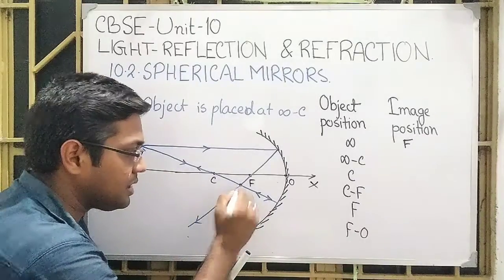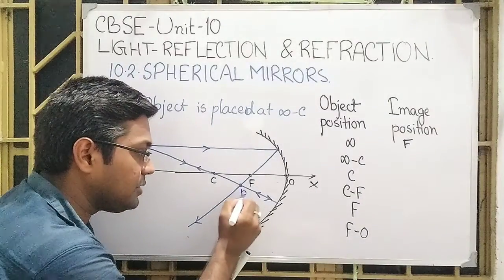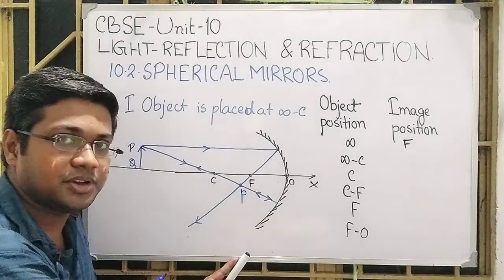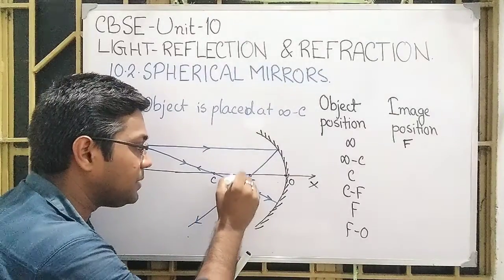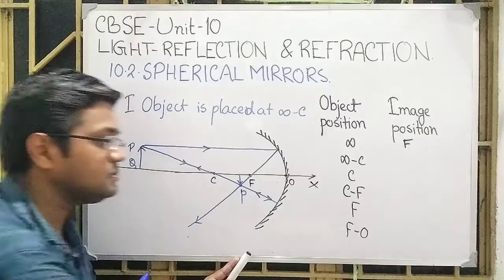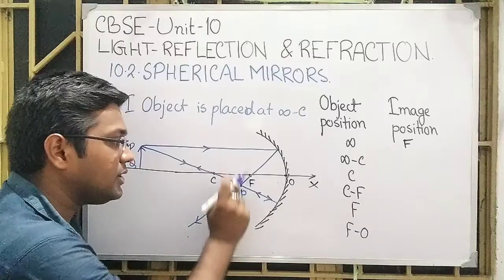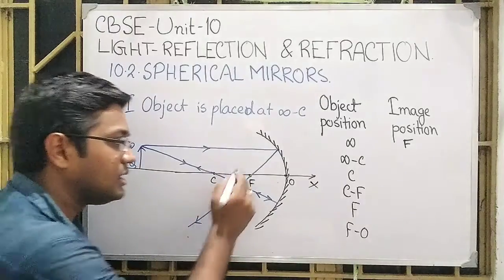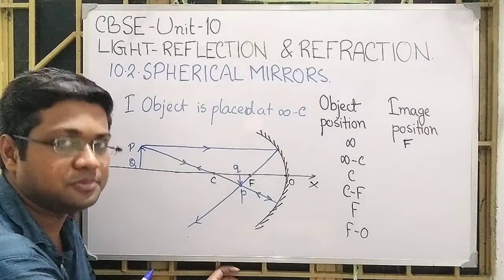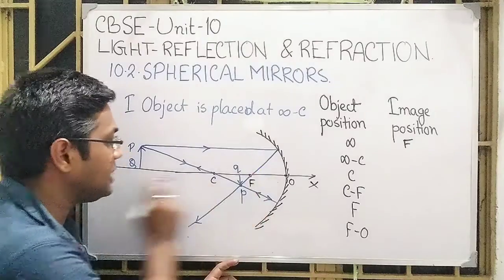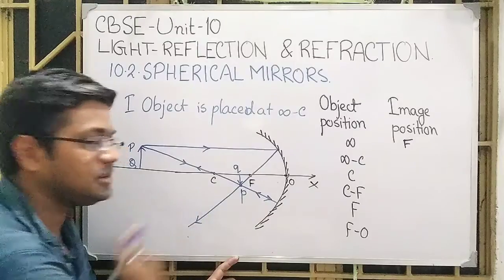These two reflected rays intersect at this point. So this point small p, we can say it is the image of the point capital P. Now if I draw a perpendicular from the point small p on this principal axis, then it will intersect the principal axis at the point small q. So small pq is the image of capital PQ. So this is the object and the image is formed here.